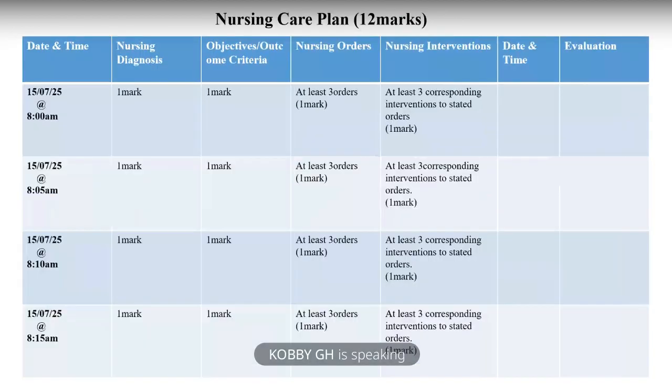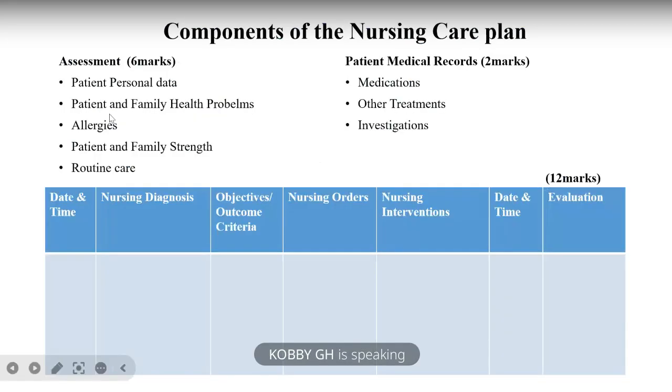Okay, good. So this is the entire nursing care plan, referencing the Nursing and Midwifery Council. This is how the nursing care plan looks. So we have a point that says assess the patient. In the area that says assess the patient, we have the personal data, the patient and family health problems, the allergies, the patient and family strengths, the routine care. We have the patient's medical records, the medications, the other treatments, the investigations. That will give you 2 marks. This is at the back of the nursing care plan. And then we have the care plan proper itself, 12 marks. Okay, 12 marks.